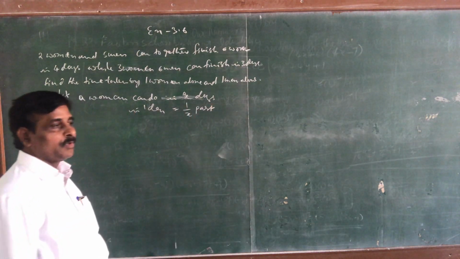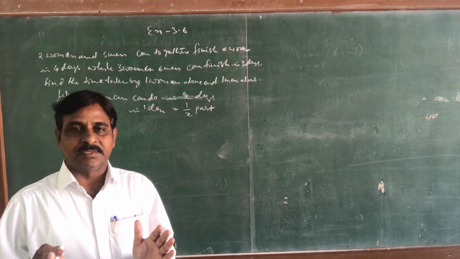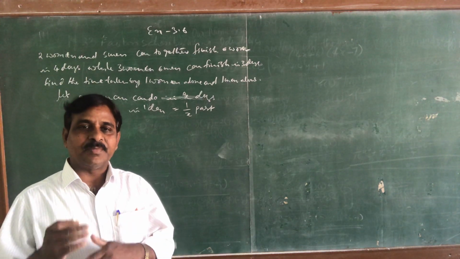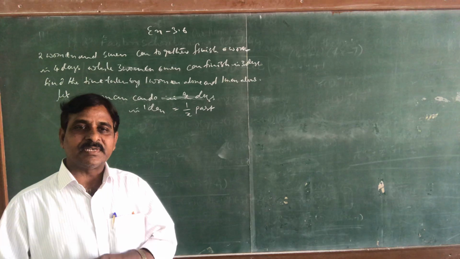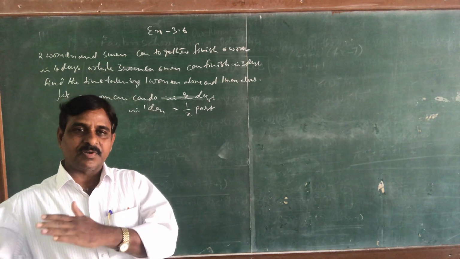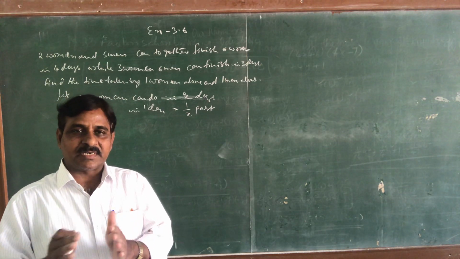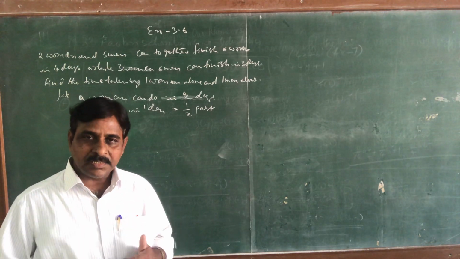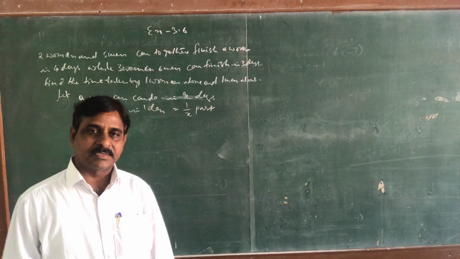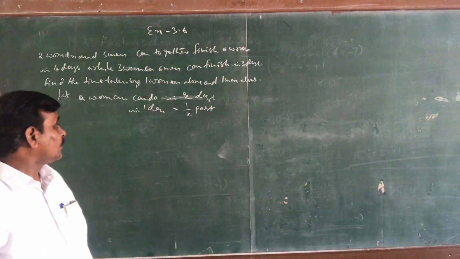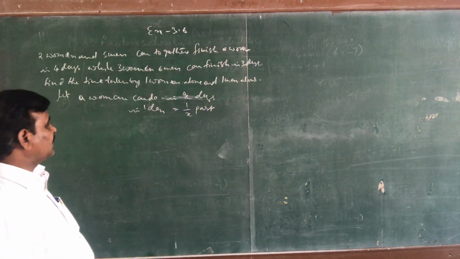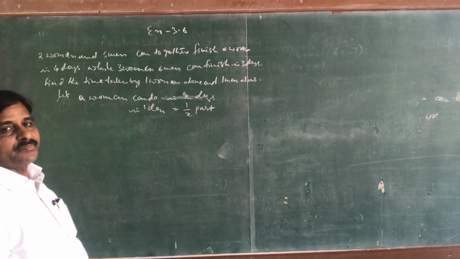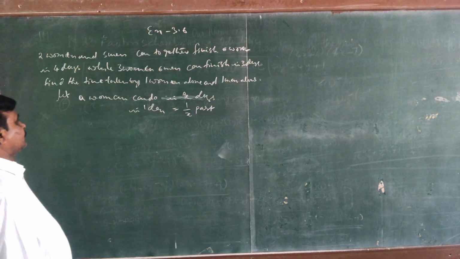For example, if you are doing a work in 2 days, that means in 1 day, 1 by 2. If you are completing the work in 3 days, it means 3 equal parts: first day, first part; second day, second part; third day, third part. So in 1 day, 1 by 3rd part. Same like that, this person is completing the work in X days, so in 1 day, 1 by X part.